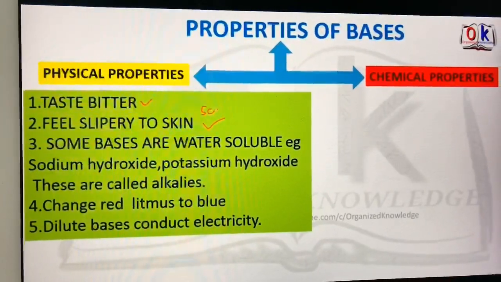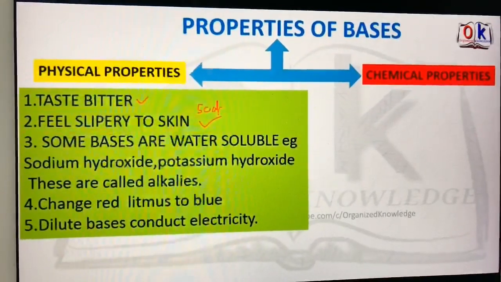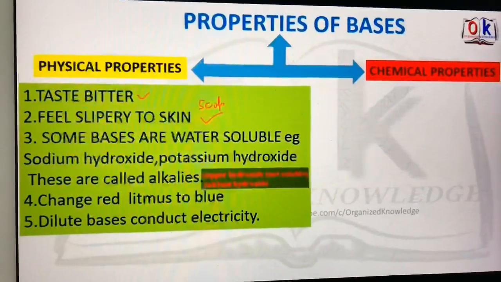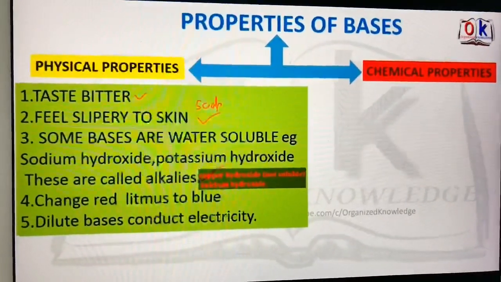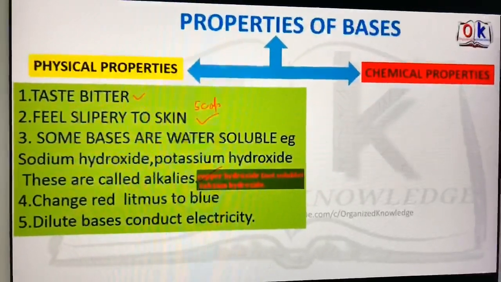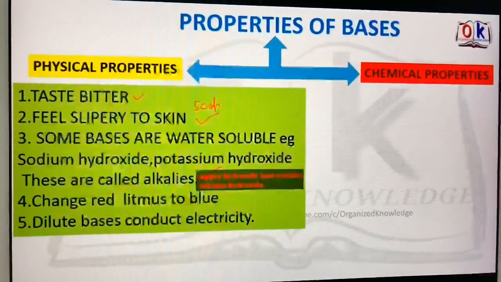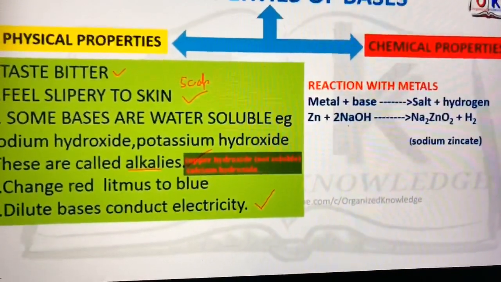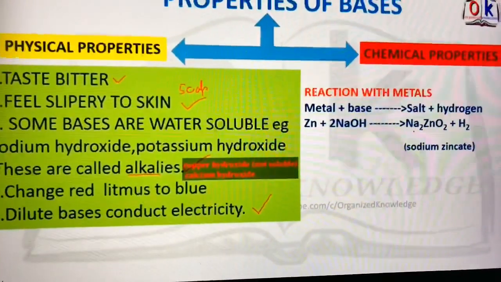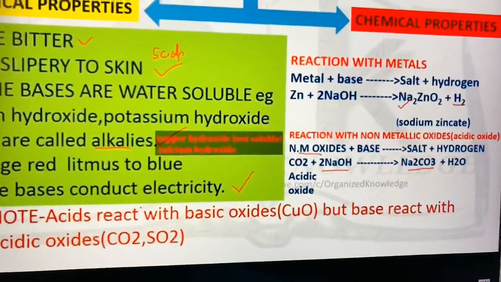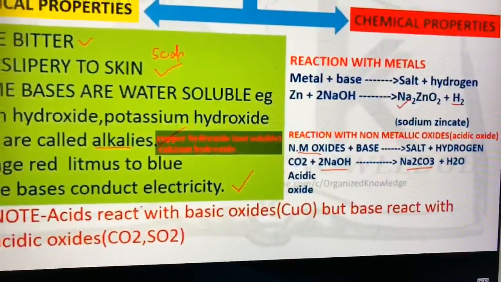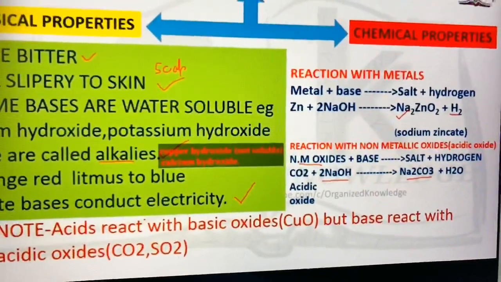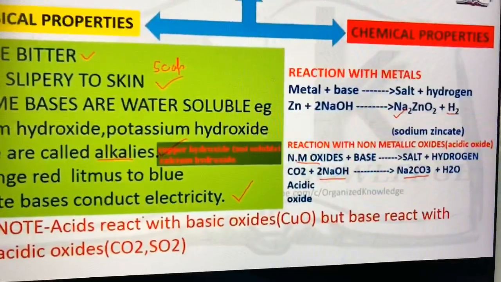Properties of bases, students. Physical properties: taste bitter, feel slippery to skin. Some bases are water soluble, like sodium hydroxide and potassium hydroxide. They are called alkalis, and change red litmus to blue. Dilute bases conduct electricity. Bases react with metal to give salt plus hydrogen gas, just like an acid. Non-metallic oxides react with base to give you salt plus water. For example, carbon dioxide plus sodium hydroxide gives salt plus water.